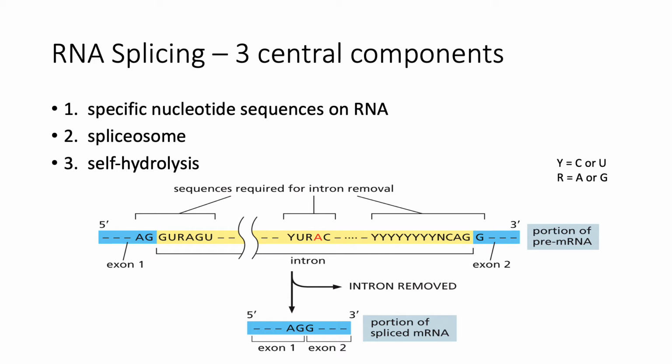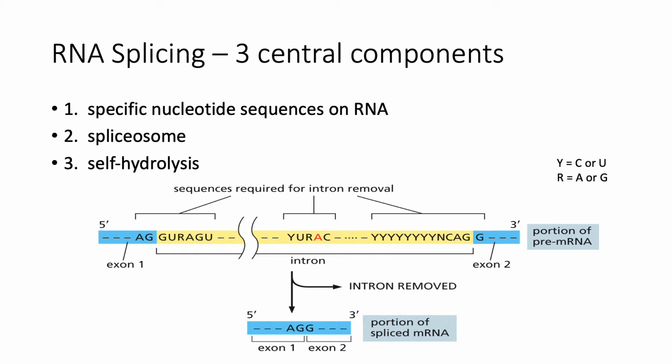But the finding is that at every exon-intron boundary, there are conserved RNA sequences. So if we look at the left-hand side, exon 1, we see there's a sequence AG in the exon, and then G, U. R is an abbreviation that stands for either A or G, so AGU. That's a highly conserved sequence at the border of every exon and intron boundary at the 5' end. So we refer to this side on the left-hand side as the 5' splice site.